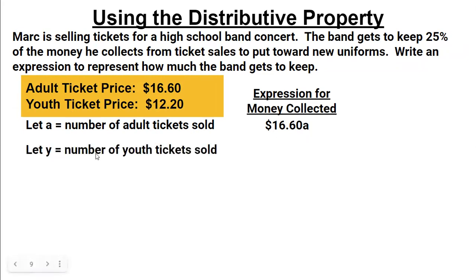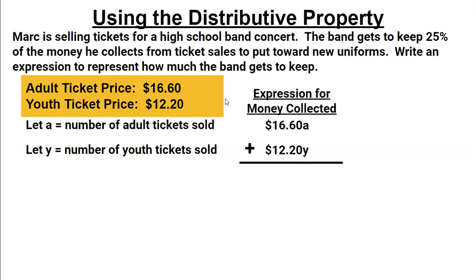Now we're going to let Y equal the number of youth tickets sold. Why did I pick Y? Because it stands for youth. What do you think the expression is going to be for the money collected for the youth tickets? $12.20 times Y. That is correct.